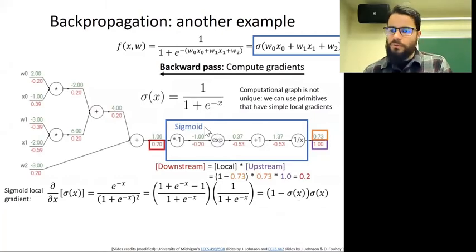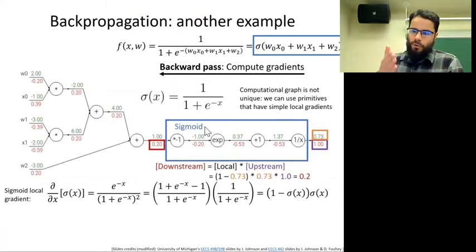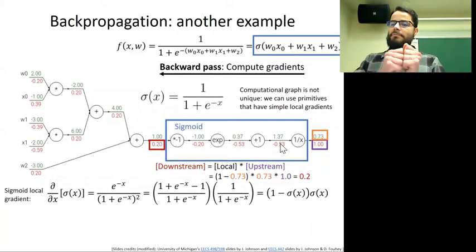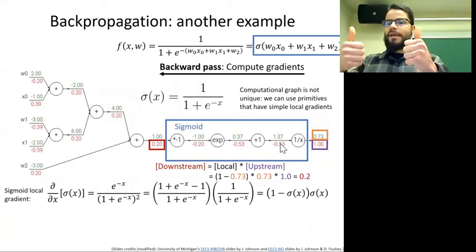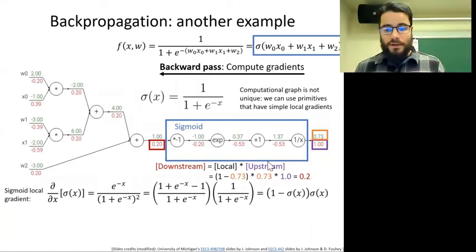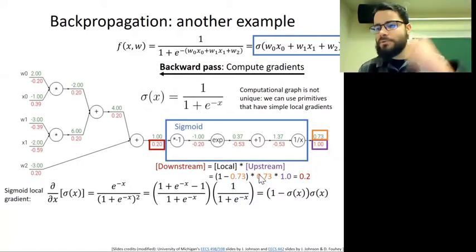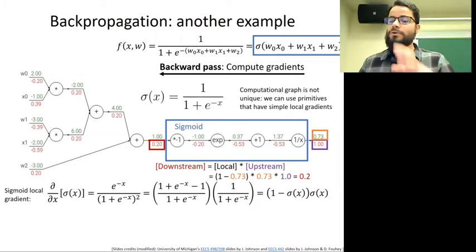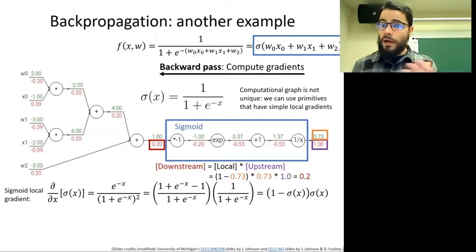So let's do this calculation again, now considering the sigmoid function as a single node. If the sigmoid function is a single node, we just have to calculate its local gradient, which we already know the formula for, multiply it by the upstream gradient, and that's it. So what is the local gradient? 1 minus the output. What is the output here? 0.73. So 1 minus 0.73 times the output itself, 0.73, times the upstream gradient, which in this case is just 1. So 0.2 is going to be our downstream gradient.